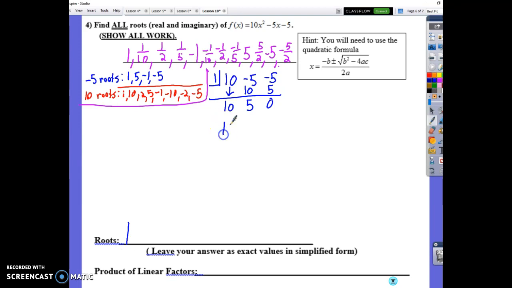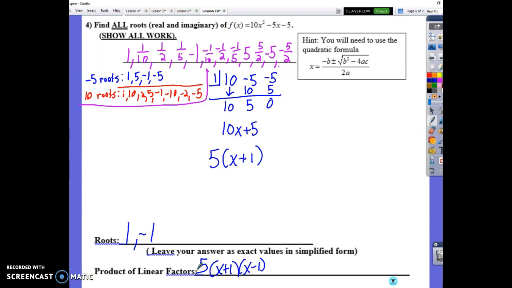So now we're left with a 10x plus 5. We can pull a 5 out of that, and we're left with x plus 1. Okay, so now we have a negative 1 as our other root. And when we write the product of linear factors, we had an x plus 1, so because of that negative 1, we have an x minus 1 because of that positive 1. And we have that 5 out front. So if we multiplied all that together, we should end up getting that answer.